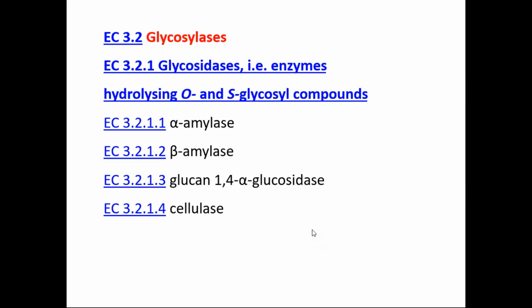The enzymes with the EC number 3.2 are glycosylases, and in that you have 3.2.1, which is a glycosidase. And you see all the enzymes which belong to this group bring about the hydrolysis of carbohydrates, or the polymers of sugars.